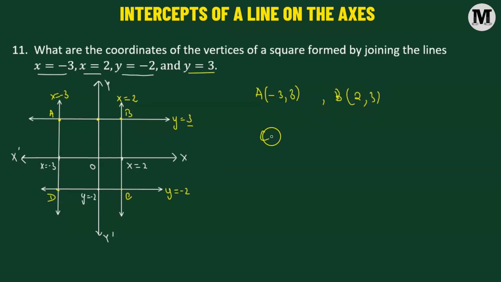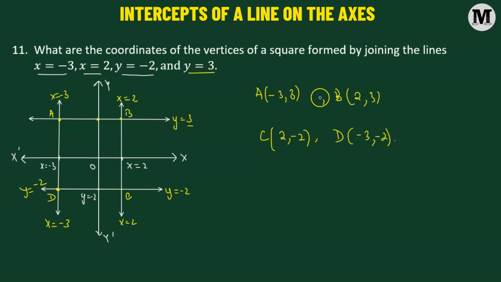Coming to point C. C is the intersection of the line x equals 2 and the line y equals -2. So the coordinates are 2, -2. And finally, we have the point D, which is the fourth vertex of the square. This is the intersection of the line x equals -3 and y equals -2. So the coordinates of point D are -3, -2.